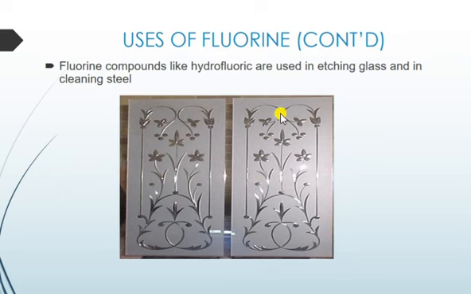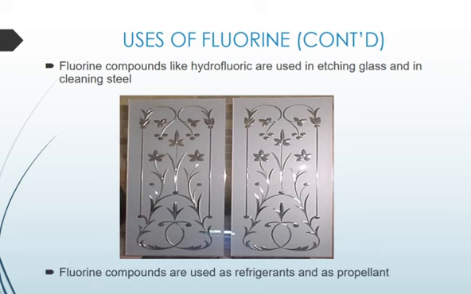This is an etched glass, and what we mean by etching of glass is the process of cutting or designing the surface of a glass. Artists use fluorine when they make this kind of pattern or design on glass. And lastly, fluorine compounds are used as refrigerants and as propellants.